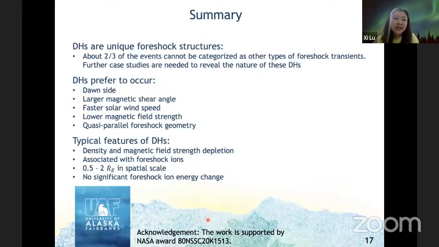Now is a summary. Density holes are unique foreshock structures, and they prefer to occur on the dawnside with larger magnetic shear angle, faster solar wind speed, lower magnetic field strength, and in quasi-parallel foreshock geometry. And density holes are characterized by the corresponding depletion in density and magnetic field strength, and they're always associated with foreshock ions. The spatial scales of density holes are mainly between 0.5 to 2 RE, and there's no significant foreshock ion energy change inside the density holes.